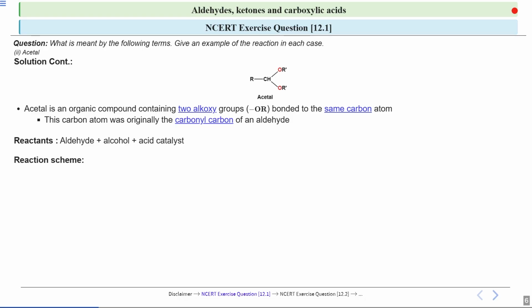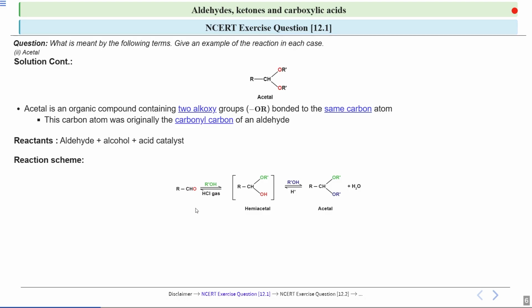Now let us look at the overall reaction scheme. This is a detailed reaction scheme which shows how from an aldehyde you get an acetal. The aldehyde reacts with two molecules of alcohol with the acid catalyst present to finally produce an acetal and water as a byproduct.